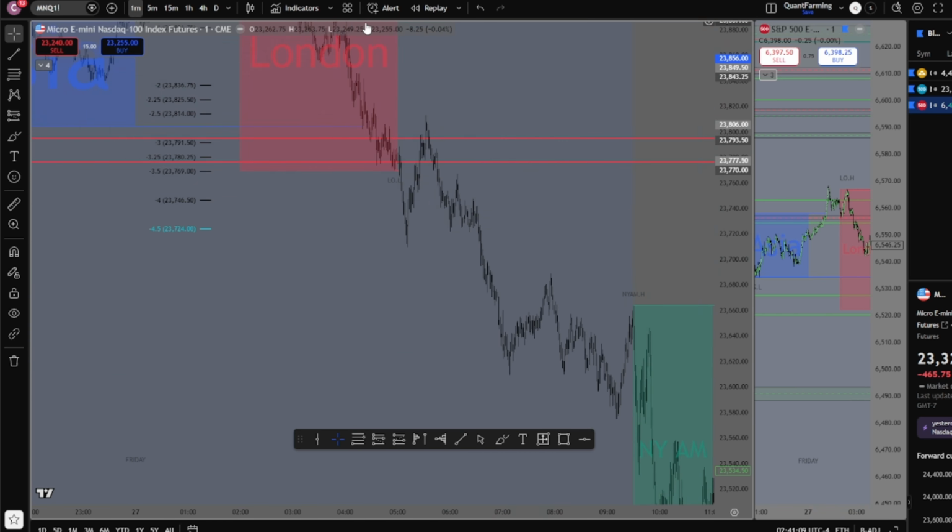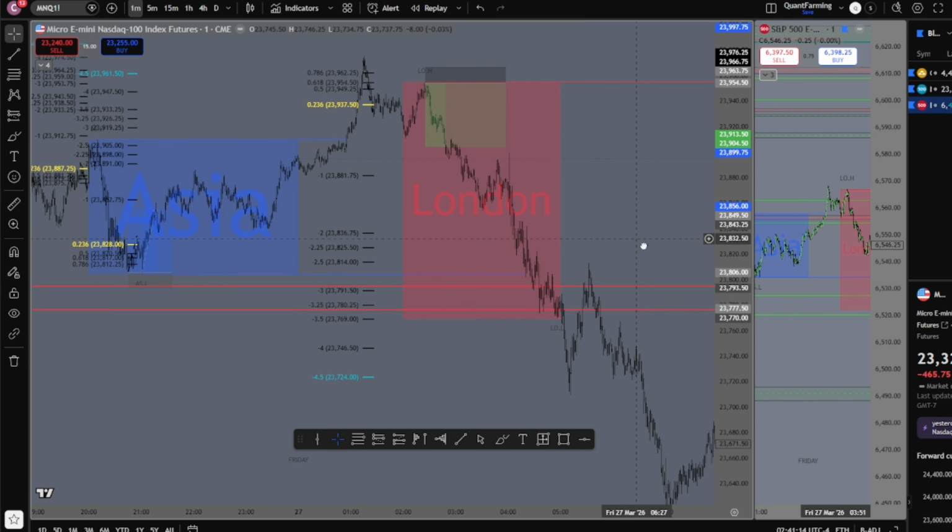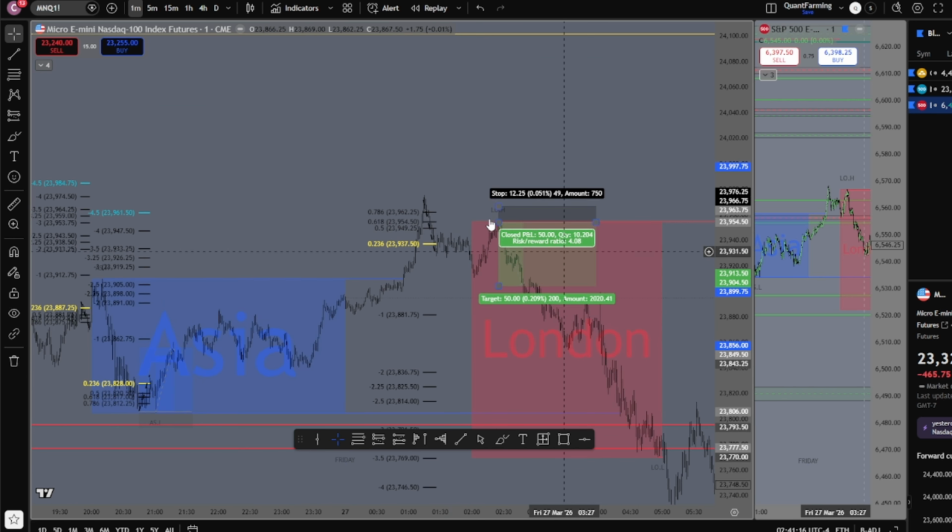You could have ended up riding this out for, I believe, like 500 plus points. Now, I stick to my model. I stick to my mechanical model. I trade for 50 points, and I'm out of there.